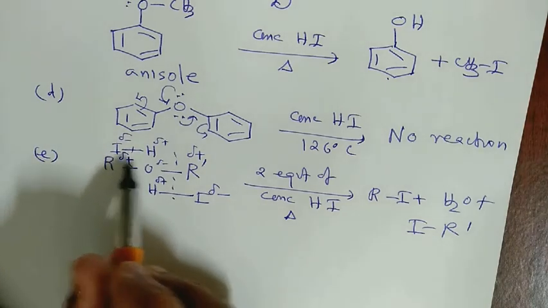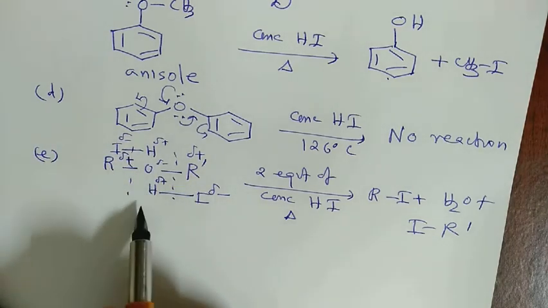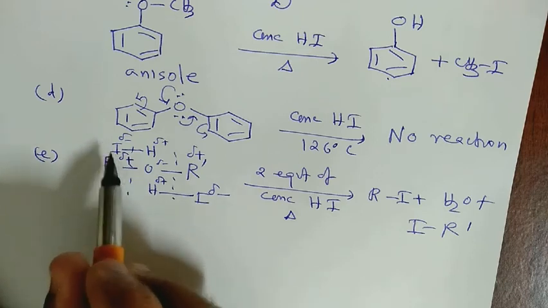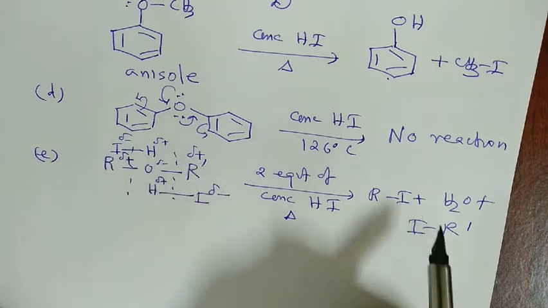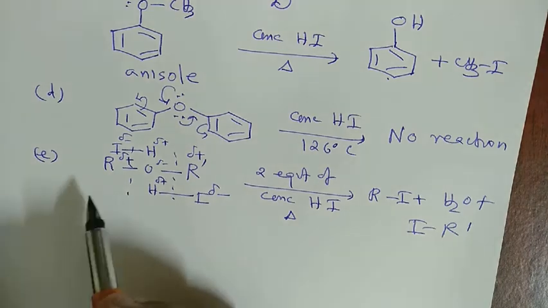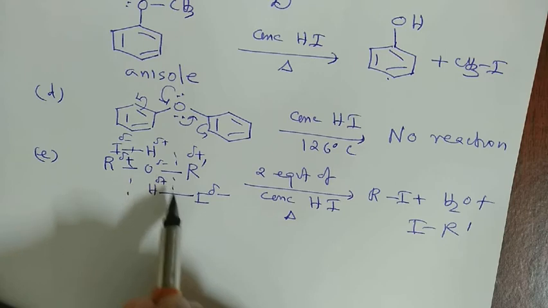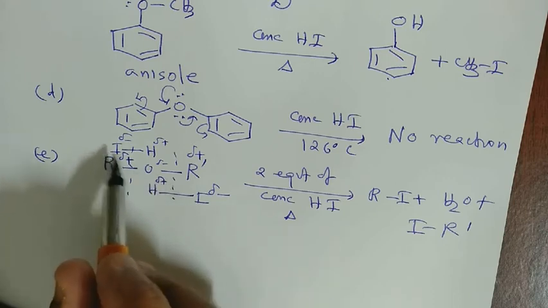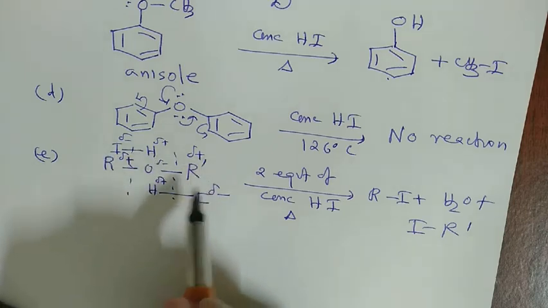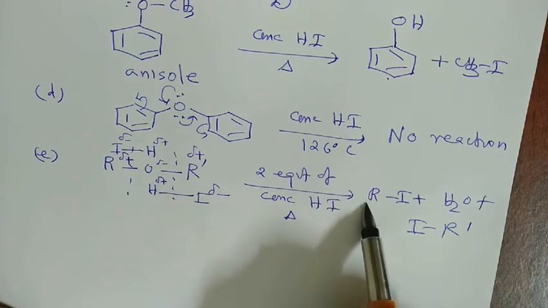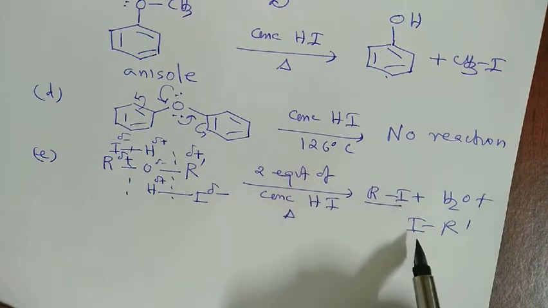During the reaction, both carbon-oxygen bonds undergo cleavage. The product is a mixture of R-I, water, and R'-I. That is, both carbon-oxygen bonds in the structure of the ether undergo cleavage, giving R-I, H2O, and R'-I. That is, the product is a mixture of alkyl iodides.